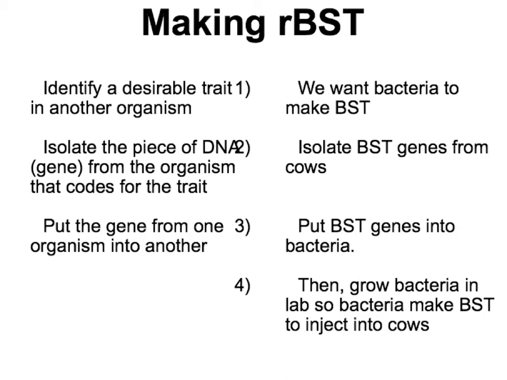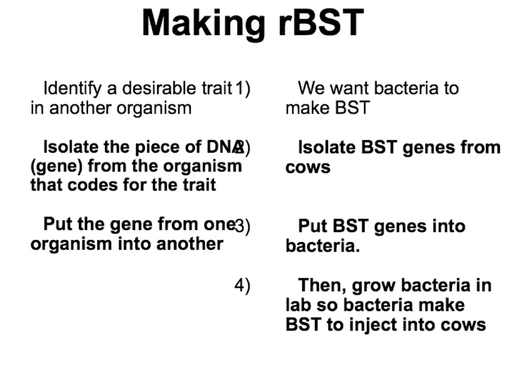Once the BST gene is in bacteria, the bacteria can be grown in a lab so that the bacteria are now reprogrammed to make BST, which we can then take out of the bacteria, put into a syringe, and inject into the cows. So in today's lab, we're going to simulate this part with paper. We're going to be doing steps 2, 3, and 4 of this.